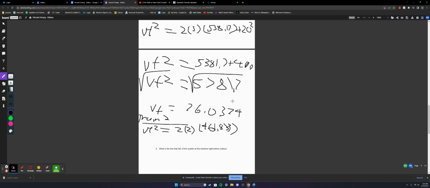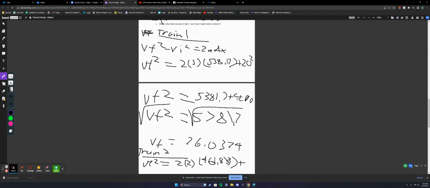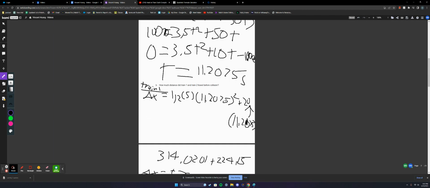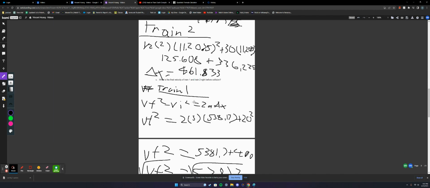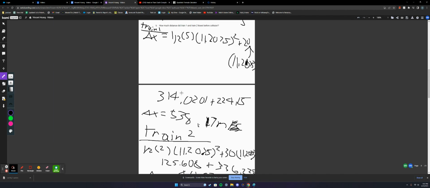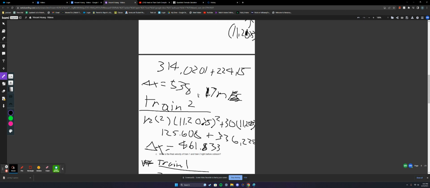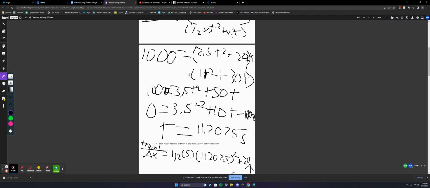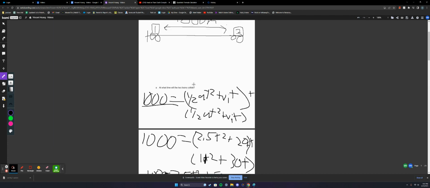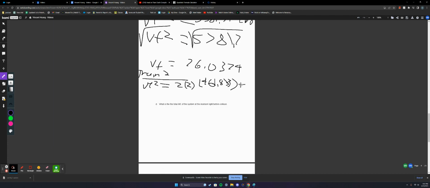And then we add VI squared, because you know the original equation with VF squared minus VI squared, we add VI squared to the other side. VI of train 2 is 30. Yes, 30. So 30 squared. So 30 squared is 900. Then 4 times 461.